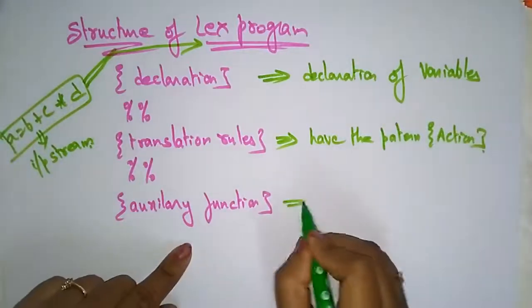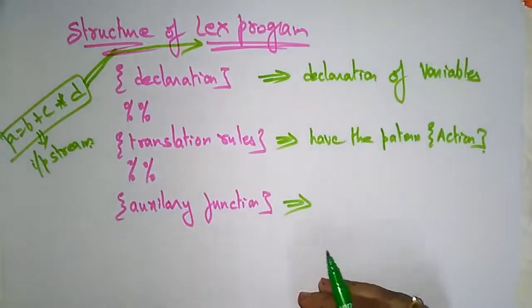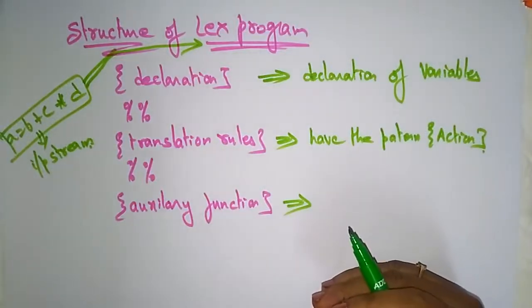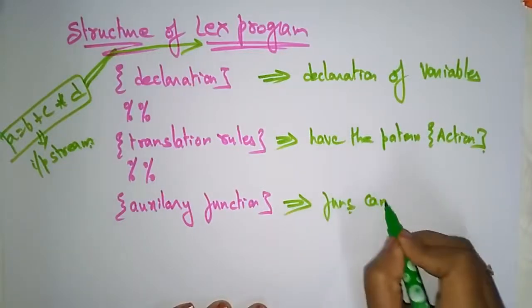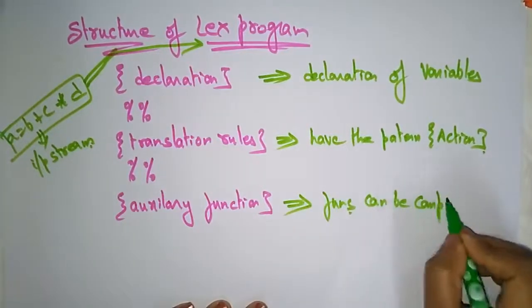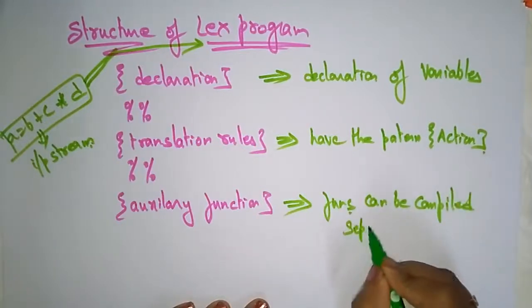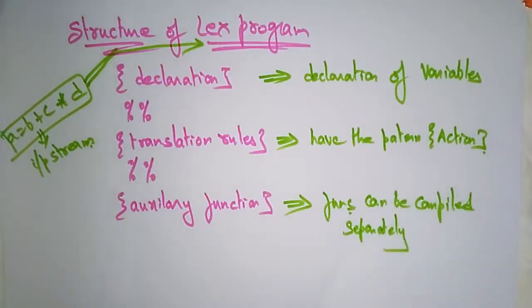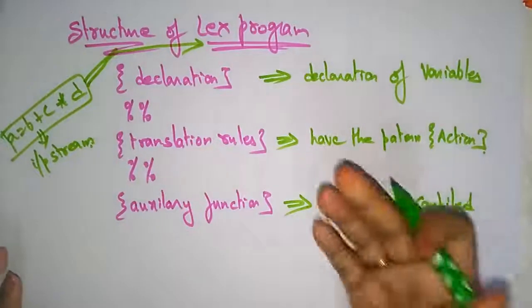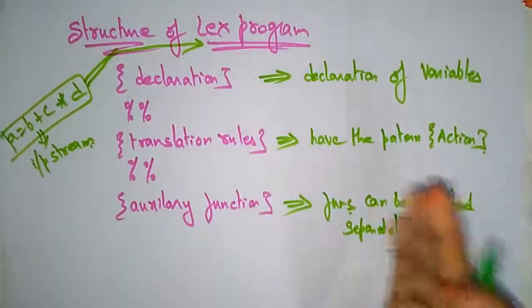Okay, and what about the auxiliary functions? The auxiliary functions are nothing but extra functions, meaning these functions can be compiled separately. That's why I said this is an optional one, compiled separately and loaded with the lexical analyzer. Okay, so this is the structure of a Lex program. So let's take a small program and see how this Lex program will look.